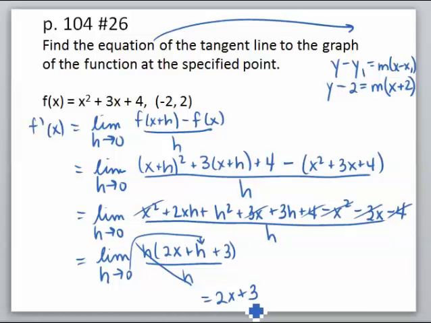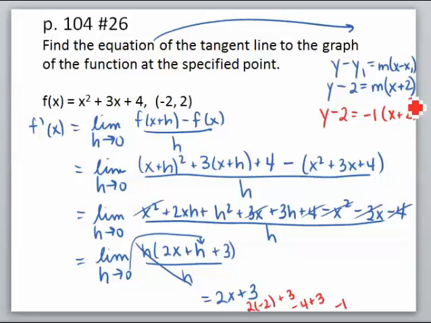Now remember, this is the derivative at any point, but I want to find it at this particular point, so I'm going to plug in negative 2 for my x, and I'll end up getting negative 4 plus 3, which is negative 1. So that means my equation of the tangent line to the curve would be y minus 2 equals negative 1 times x plus 2. Now I could put this in a different form, or I can leave it in that form, but any of those are correct for an equation.